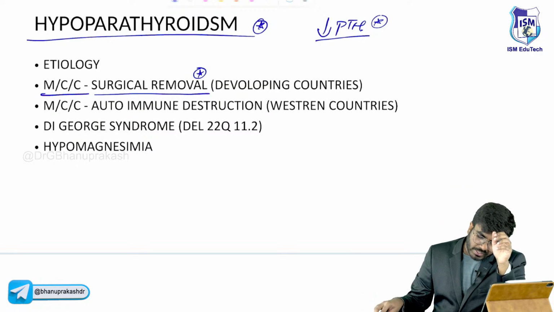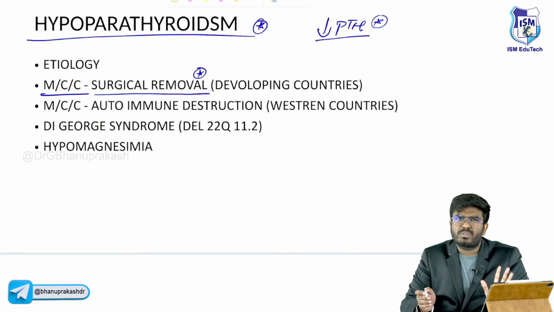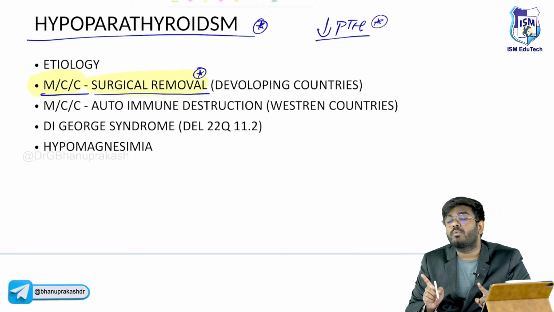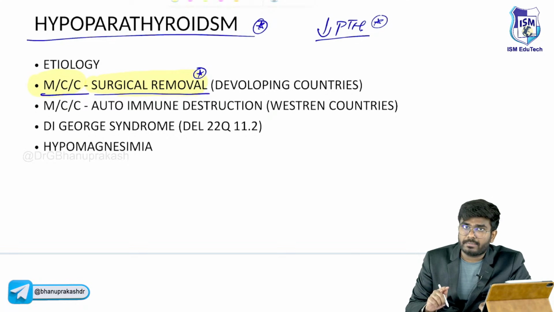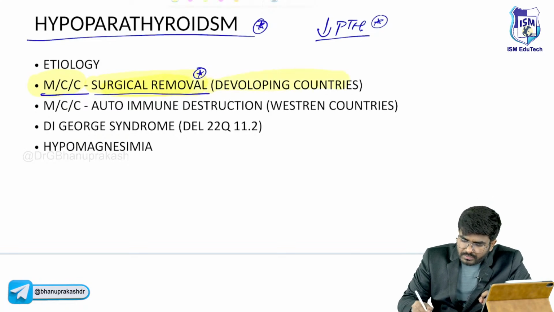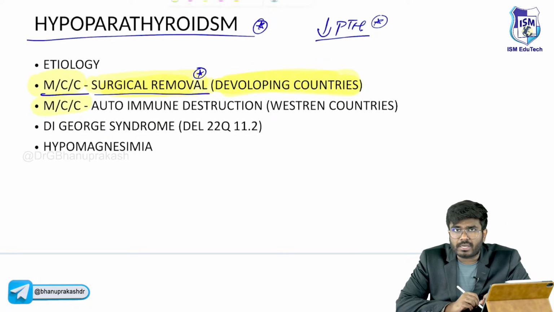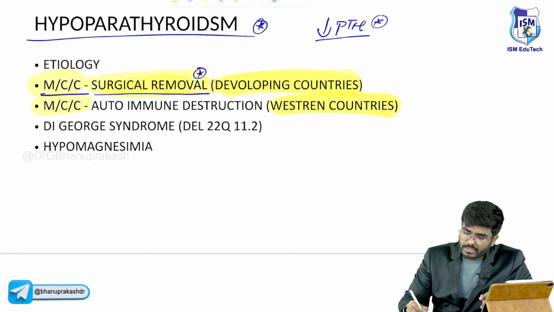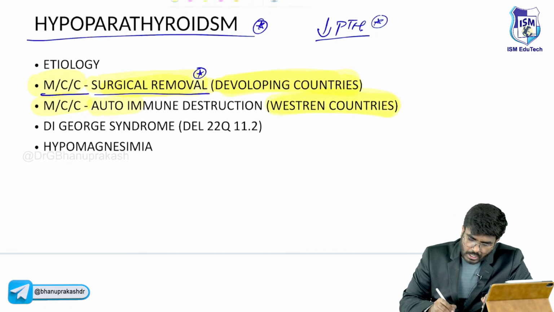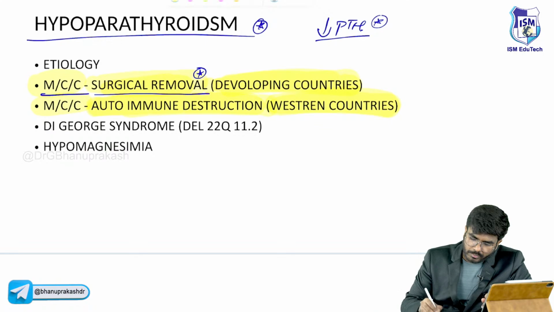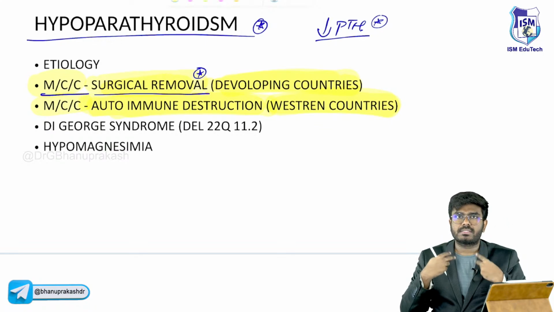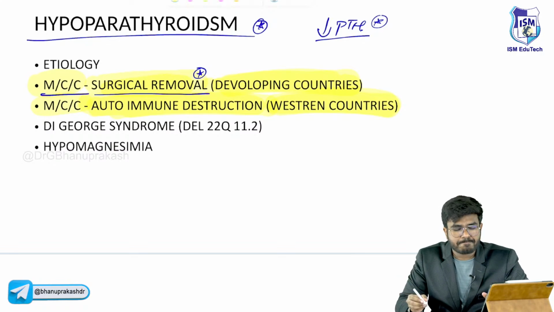Okay, so don't forget about that. Generally most of the books mention the most common cause is surgical removal, but it's not just surgical removal, it's surgical disruption of the blood supply. Surgical causes are most common in developing countries, while in Western, already developed countries, the most common cause is autoimmune destruction. Autoimmune destruction means autoantibodies are destroying the parathyroid glands, right?